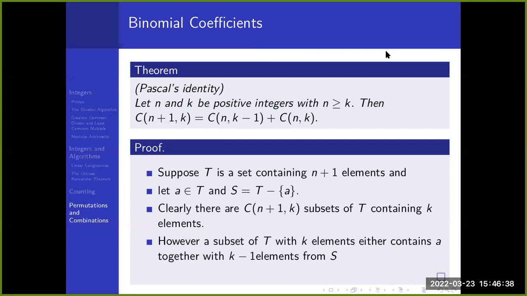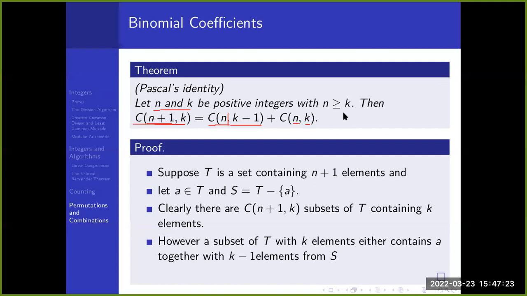So another identity that we can use that relates these combinations is this: if you have the number of k combinations from a set with n plus 1 elements, it can be written as the sum of the number of k minus 1 combinations from a set with n elements plus the number of k combinations from a set with n elements.